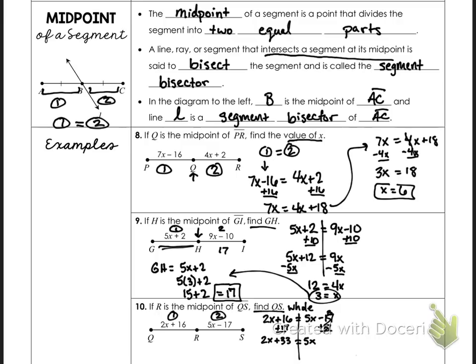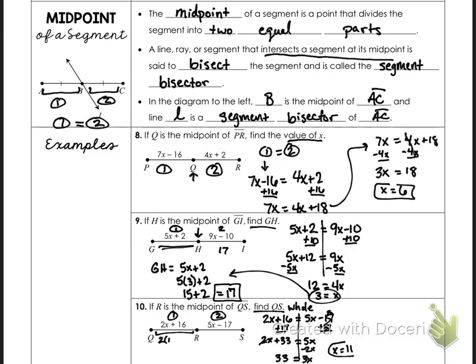Then I subtract 2x from both sides. So subtract 2x, and that gives me 33 is equal to 3x. And you divide by 3, and you notice that that gives you x equals 11. All right? And so if x is 11, I can think about, all right, well, what is QR?